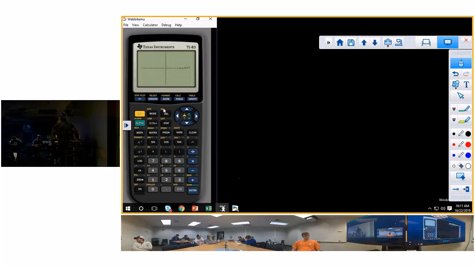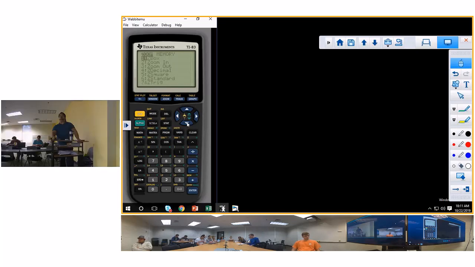Now, hit zoom, and there should be a zoom stat. Zoom 9. And there it is, and now you can go back in, and somebody give me the equation. Y equals 0.014. Just say point, don't say 0 point, say point. 0.019149 x squared, minus 0.105x.